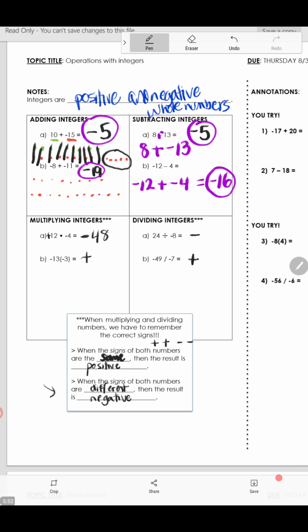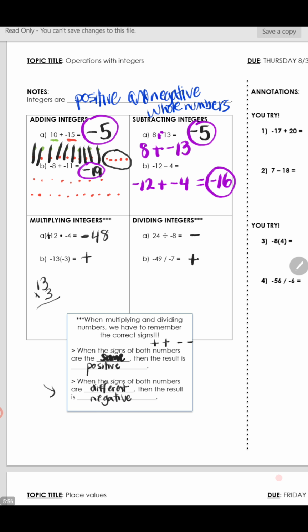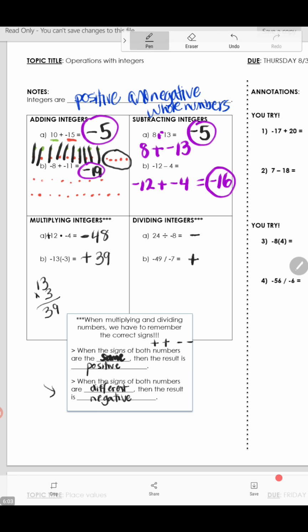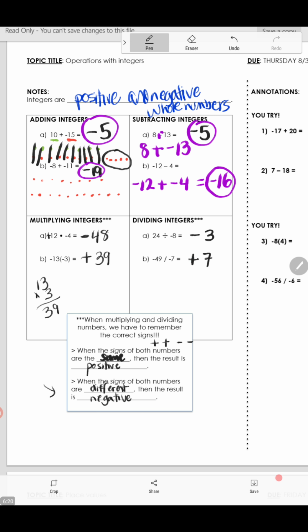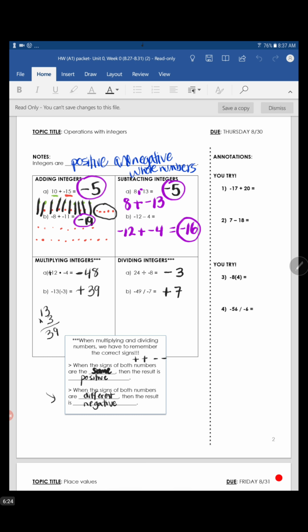And now let's go back and do the math. 13 times 3. 3 times 3 is 9. 3 times 1 is 3. That's 39. And we already told ourselves it should be positive. 24 divided by 8 we know is 3. And since it's 24 divided by negative 8, we already knew it had to be negative 3. Take the 49 divided by 7, that's 7. Same signs, so it had to be positive 7. Go ahead and try numbers 3 and 4 using those examples on your own.